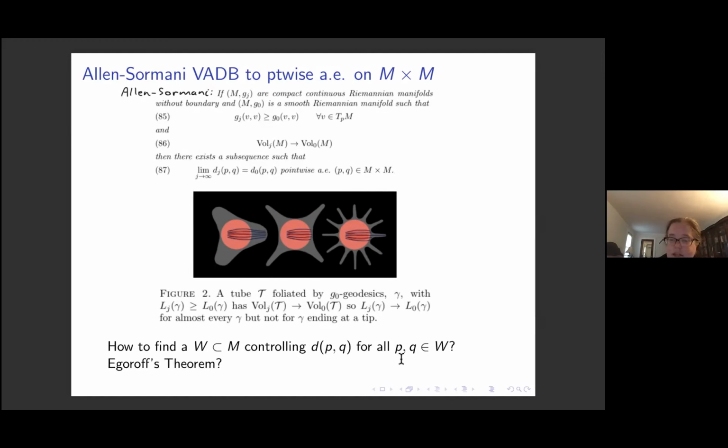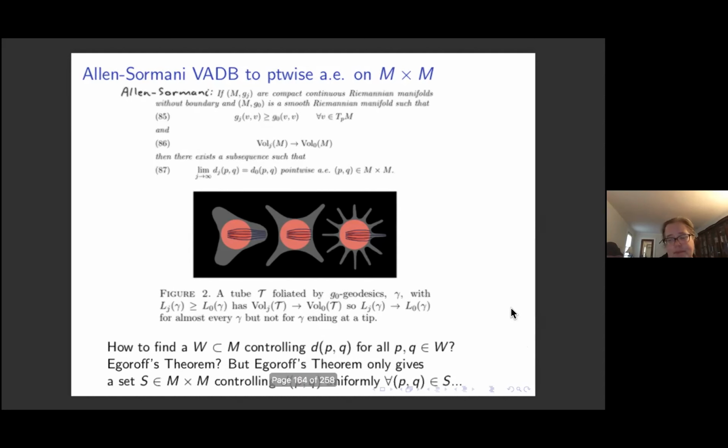We would like to use Egoroff's theorem, but Egoroff's theorem only tells us that we have a set S in M cross M where DPQ is uniformly controlled for all PQs in S. So Egoroff's theorem is the standard theorem that says that if you have something almost everywhere, you can get a large set, in the region that we're talking about, where we can control the distance uniformly on that set, but it's a set sitting in M cross M, not a set sitting in M.